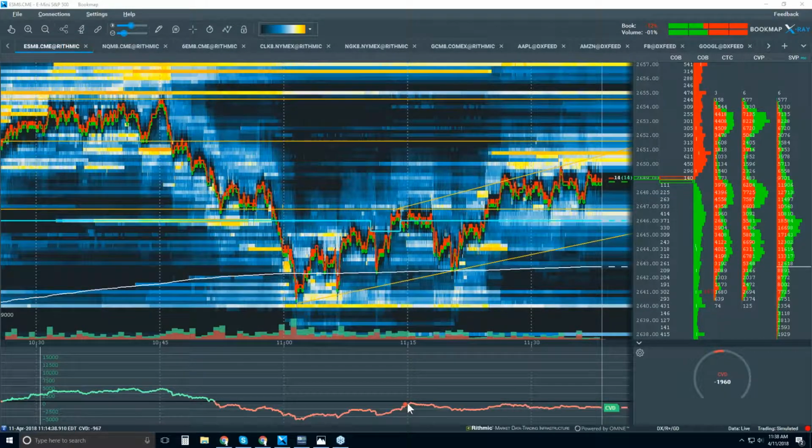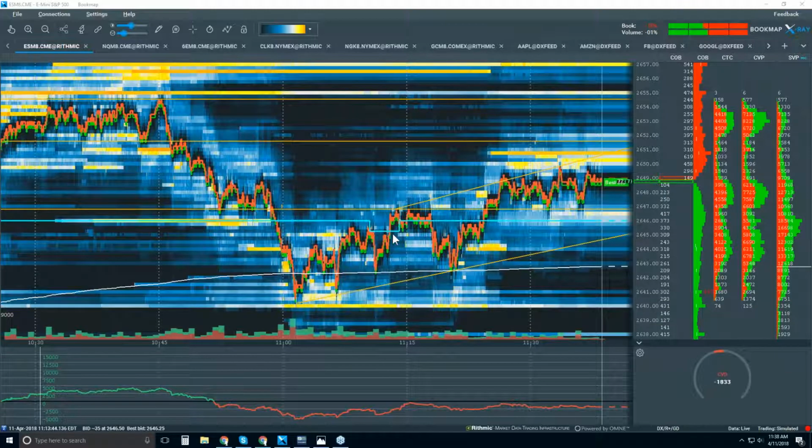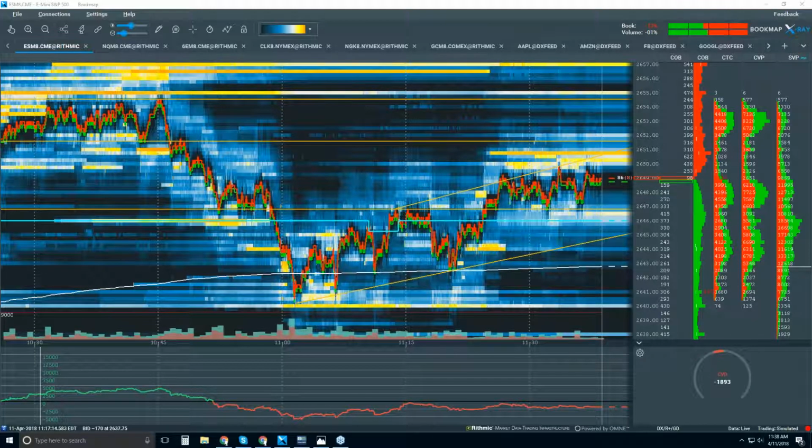Our CVD, this is kind of where we see the most volume here, and obviously that's going to coincide with this area here. Other than that, it's pretty quiet, as you can see.